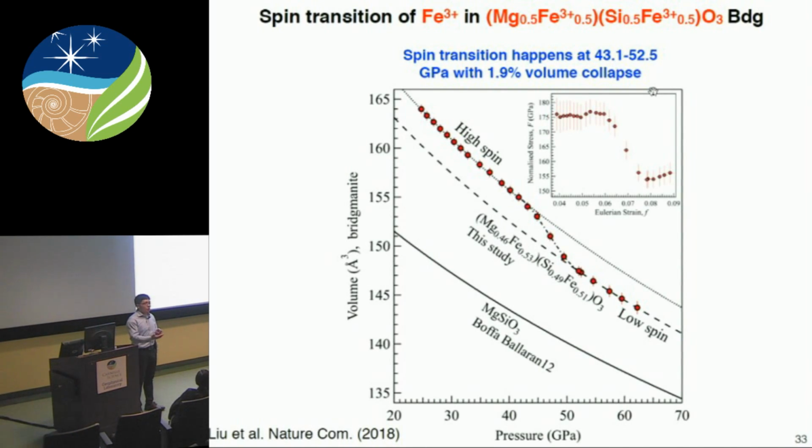So our Bridgmanite sample is actually a very ideal sample to clarify this problem. For the first reason, we only have Fe3+, so we don't have any interference from Fe2+. So any anomalies observed in this sample should be attributed to Fe3+.